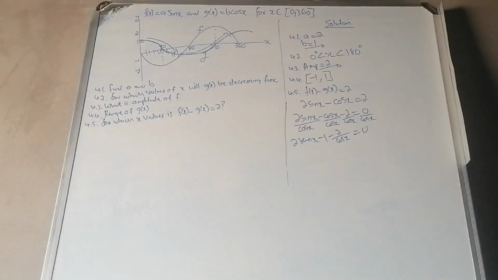So, what is the correct way of interpreting f of x minus g of x greater than or equal to 2? What should be the correct interpretation for that? We interpret f of x as 2 sin x and g of x as cos x, with f of x minus g of x greater than or equal to 2.